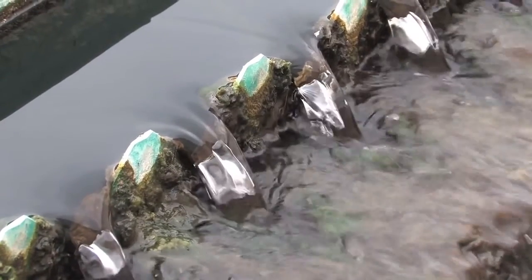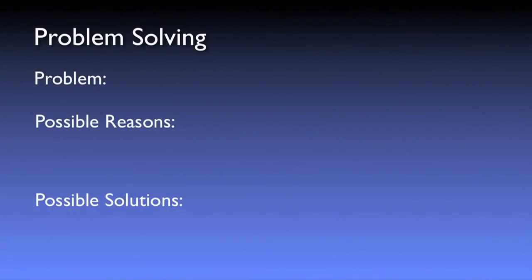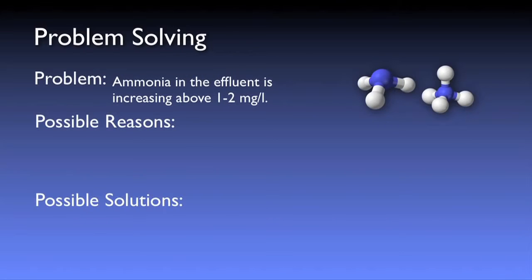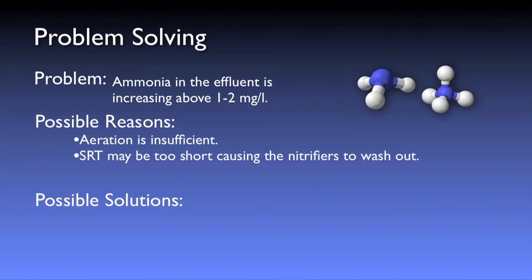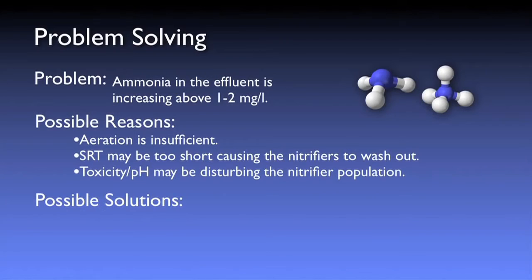Now, let's take a look at some real-life operational scenarios. During your routine operational sampling, you notice that the ammonia in the effluent is beginning to rise above 1 to 2 milligrams per liter. Let's think about what could be causing this. We know that nitrification is an oxygen-hungry process. Perhaps the aeration is insufficient. We also know that nitrifiers grow more slowly. Perhaps the SRT is too short due to an influence of temperature. Also, we know that nitrifiers are very sensitive to changes in pH or toxic conditions. Perhaps this performance loss is due to a disturbance of that nature.